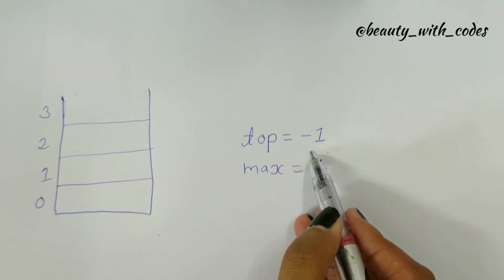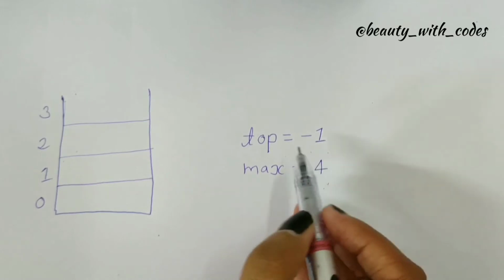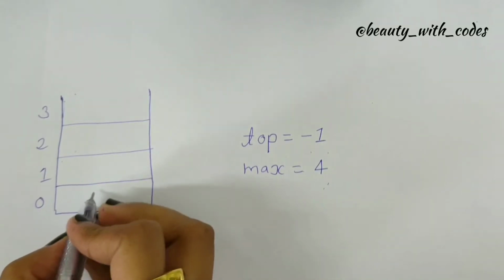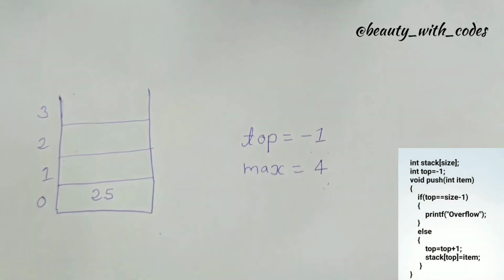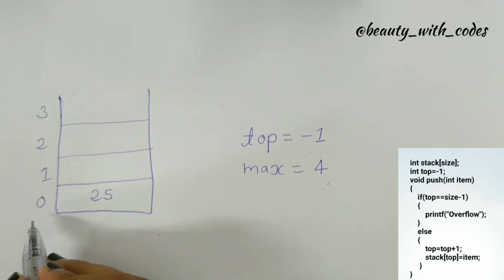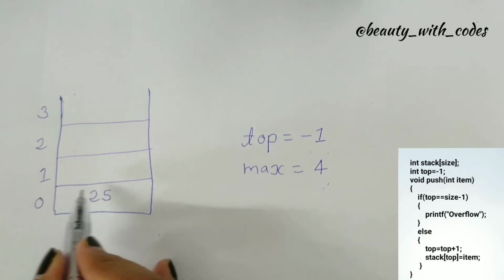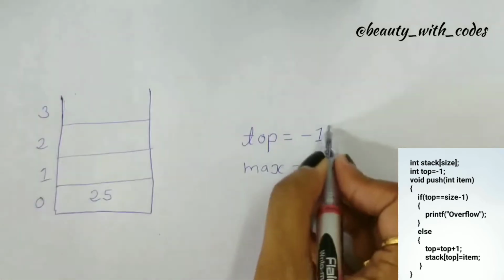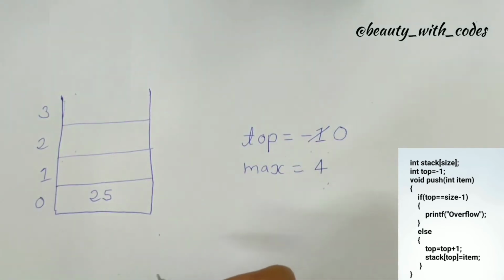But your top is -1, so -1 is clearly not equal to 3. It means you can insert. So let's say we inserted 25. Okay, so 25 is our first element. So yes, we inserted, fine. Now top is no more -1, top is equal to 0. Why? Because the first element is at 0, isn't it? So top is equal to 0 now. So top has been increased, isn't it?